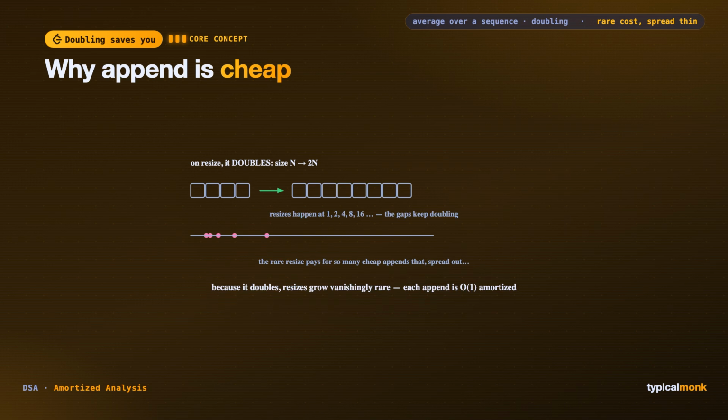Now do the accounting over the whole sequence. Yes, the occasional resize is expensive, but it happens so rarely and pays for so many cheap appends in between that when you spread its cost across all of them, each individual append works out to constant time.